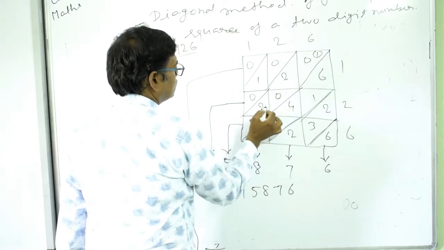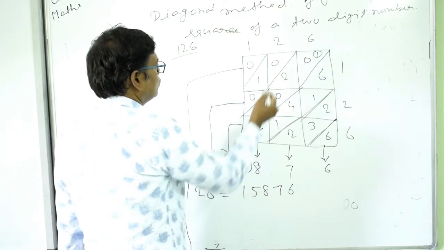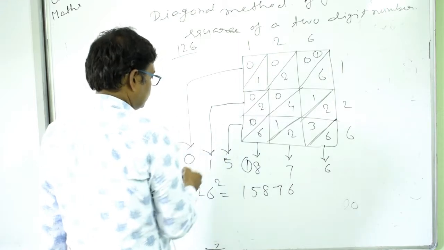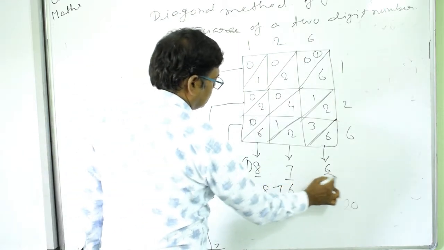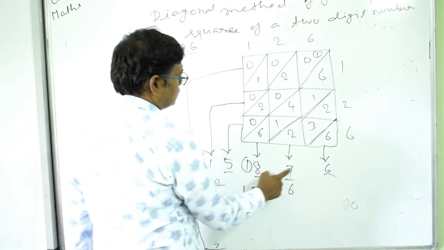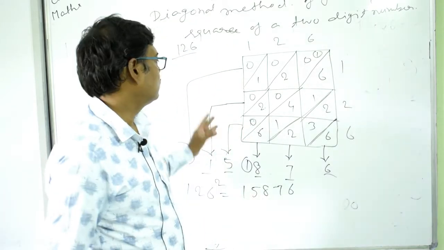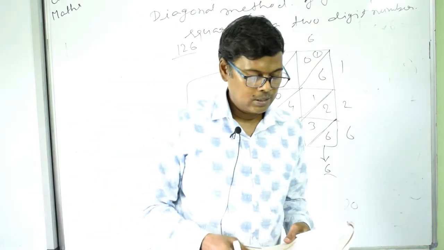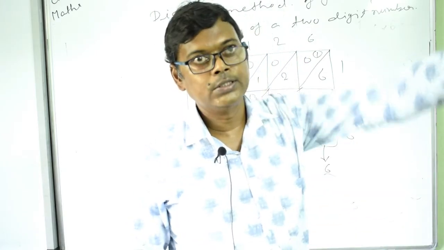Now here 1 plus 0 plus 2 plus 0 plus 2 plus 0 is 5, and here nothing is carrying, so add this number and this number. So you have got 0 and 1, then 5, then 8, then 7, then 6. So just discard this 0 and write 15876. This is the square of 126 by using this method. So these are the two methods of doing this.